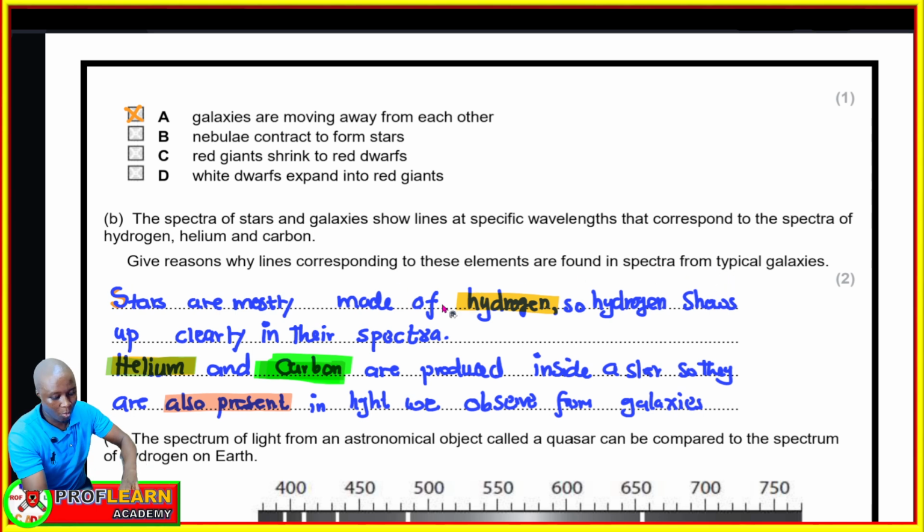The reason why spectral lines corresponding to these elements are found is because inside a star there is fusion of hydrogen. The larger content inside a star is basically hydrogen, and for that reason hydrogen is fused to form helium and helium is fused to form carbon. So you are going to have traces of spectral lines of hydrogen, helium, and carbon because they form a star. Yes?